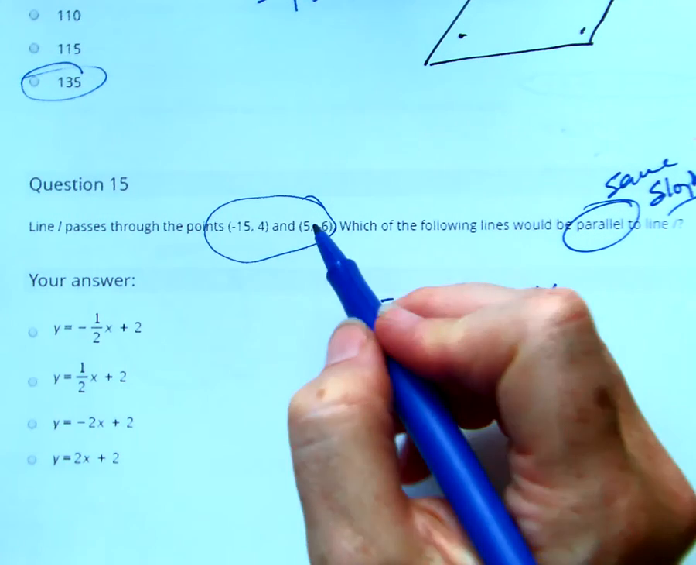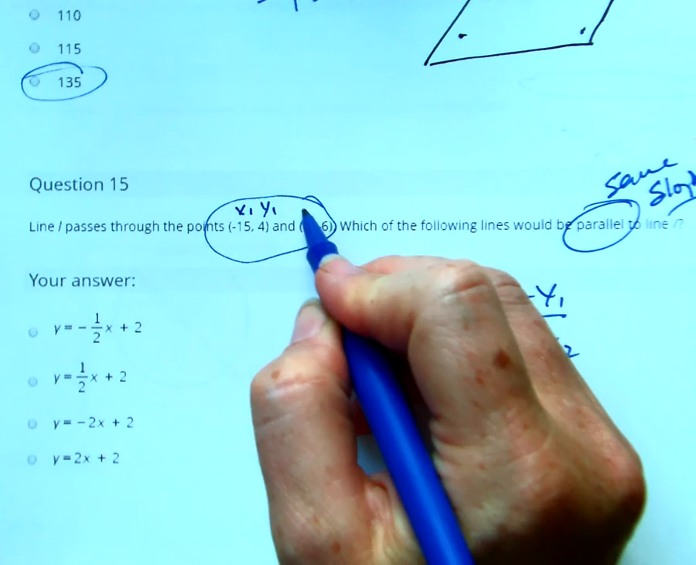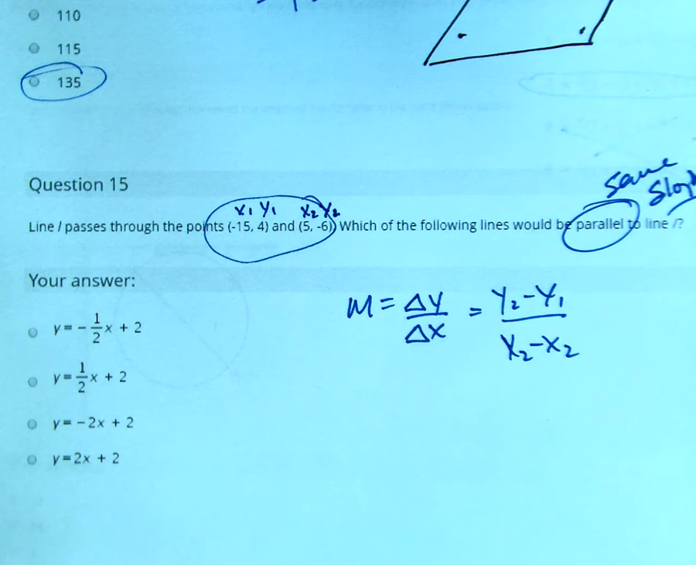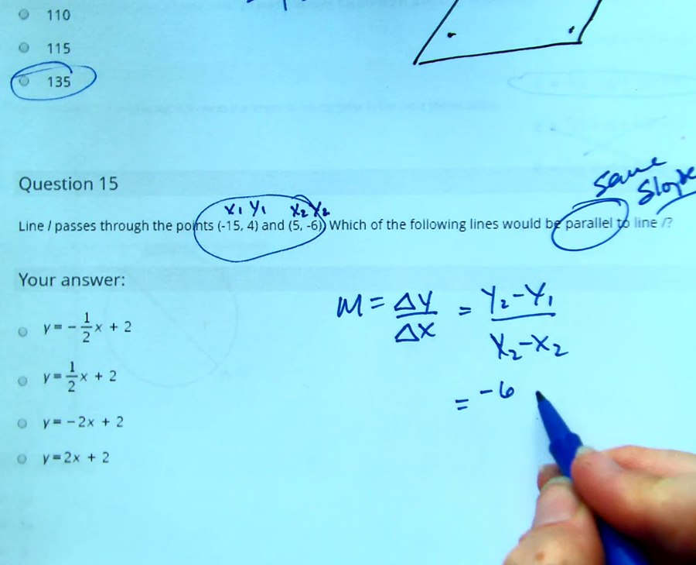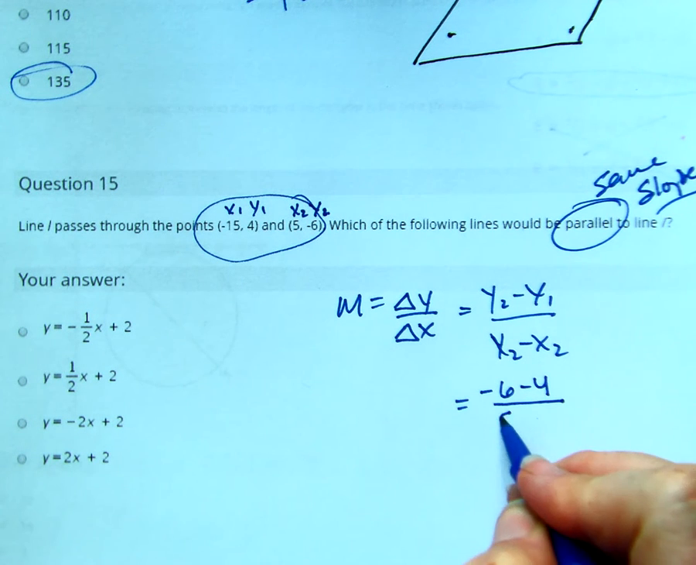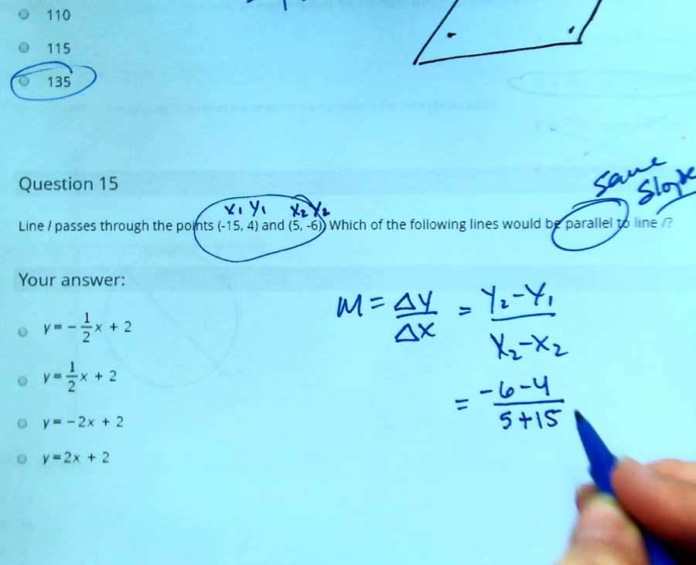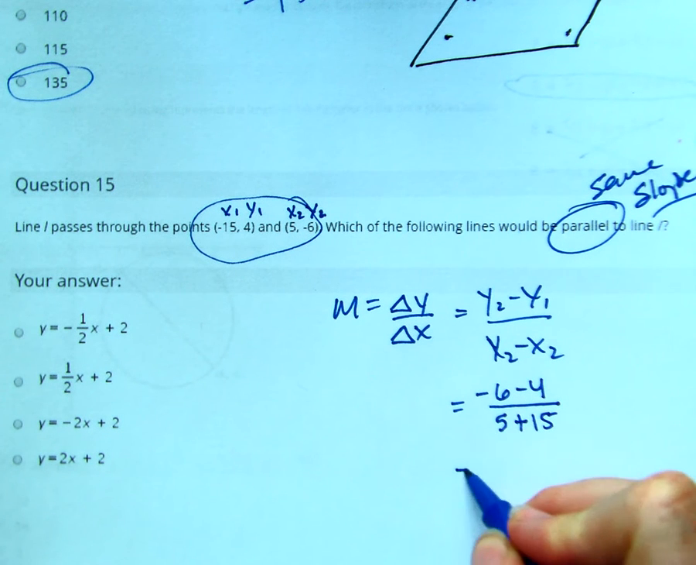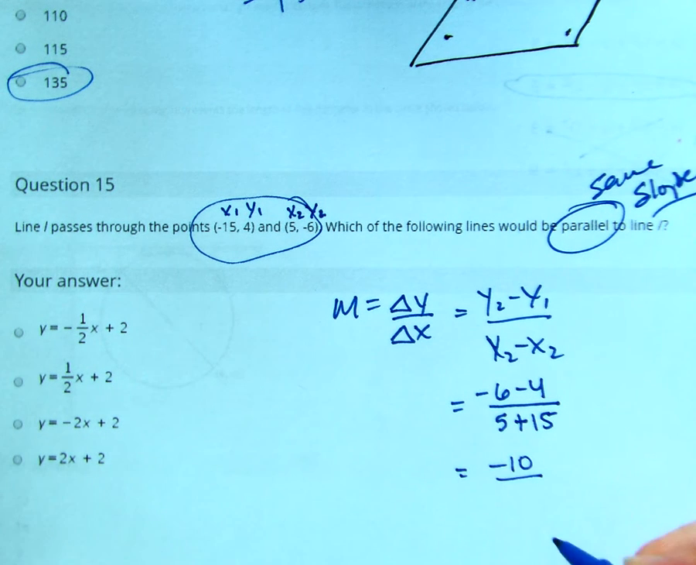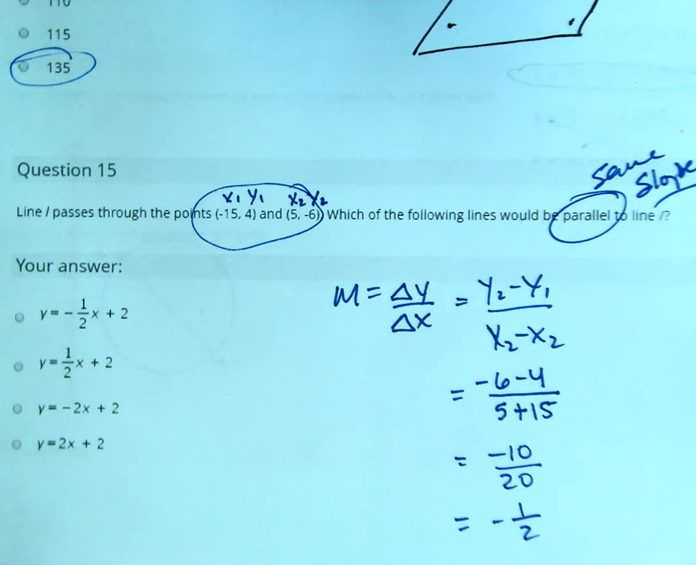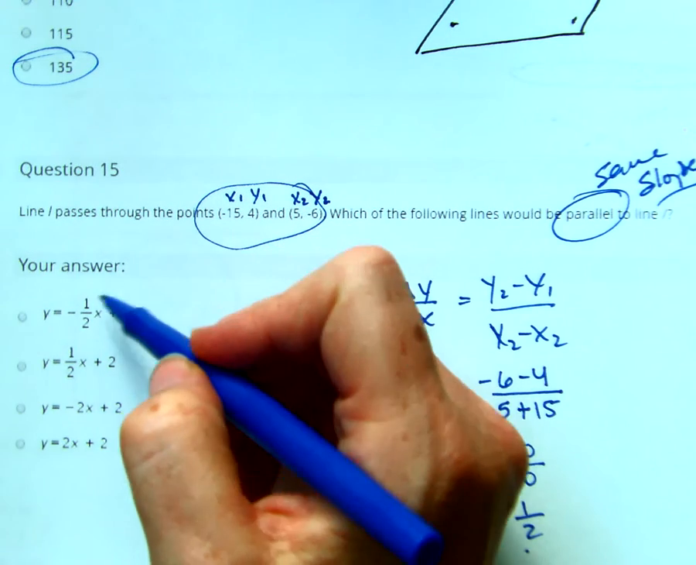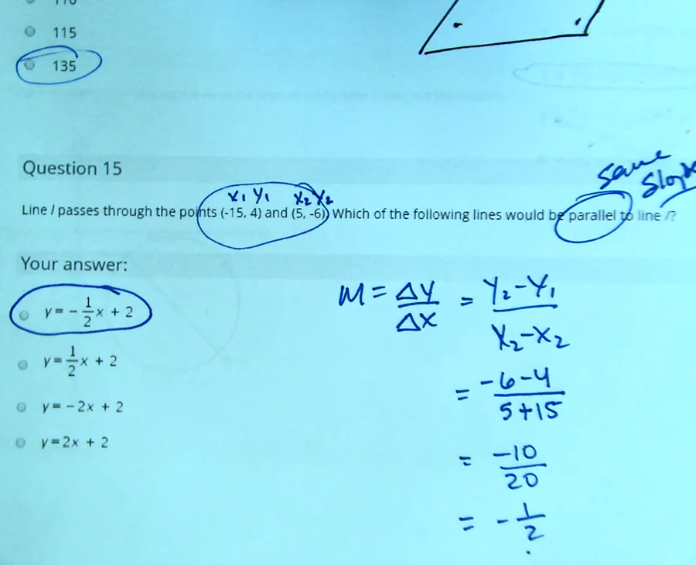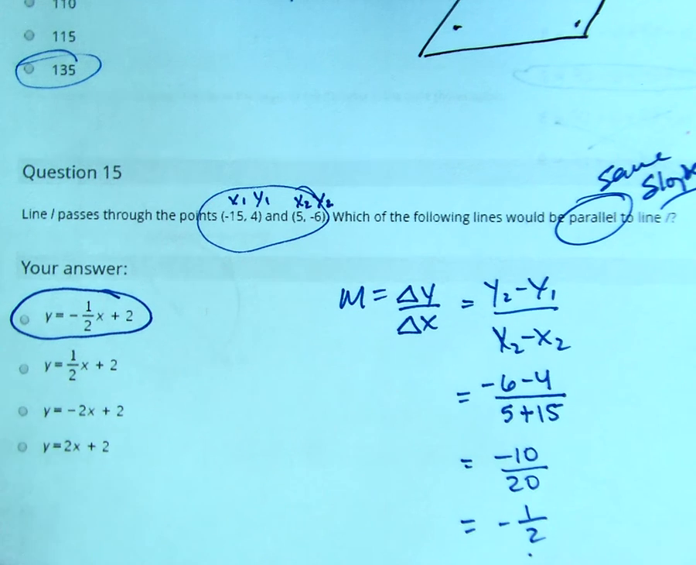So if I go to my points and think about this as x1, y1, and this as x2, y2, then we have -6 minus 4 over 5 minus -15, minus a negative becomes plus. That's going to give us -10 in the numerator, 20 in the denominator, which is -1/2. Parallel, same slope. Slope is -1/2. I come over here. Slope is -1/2. Okay. Moving on.